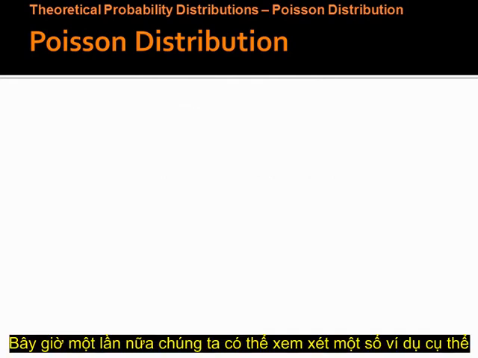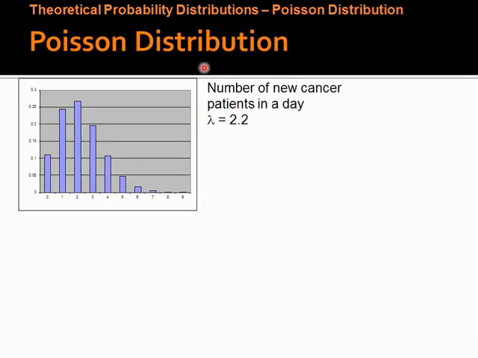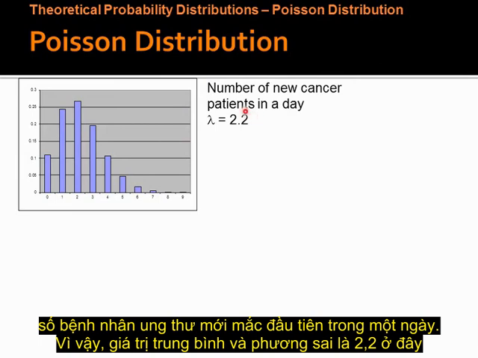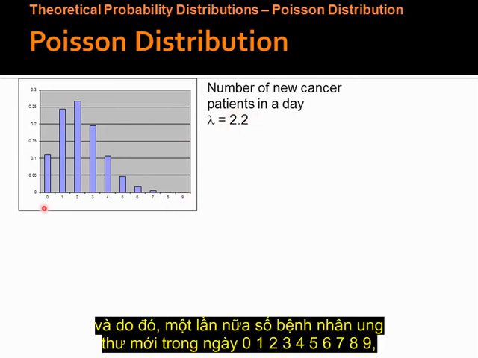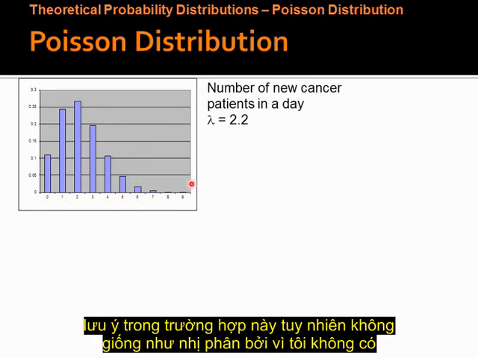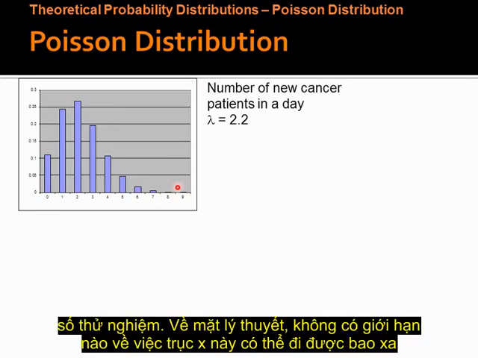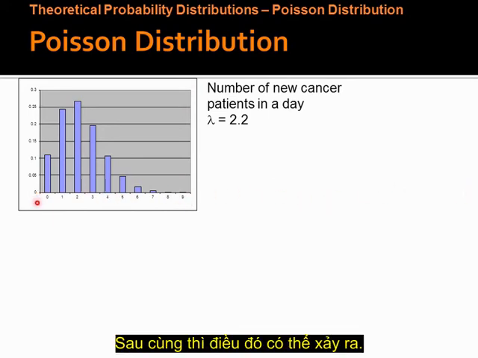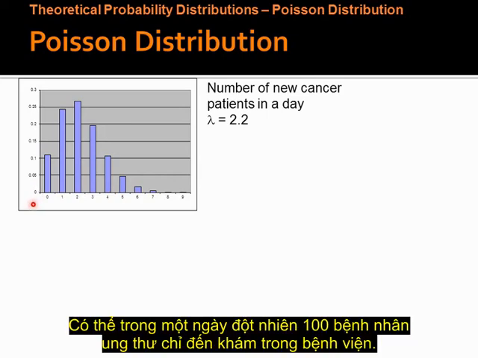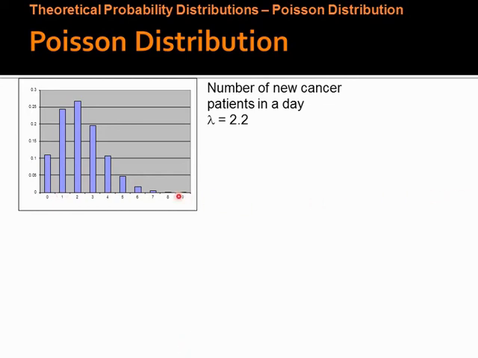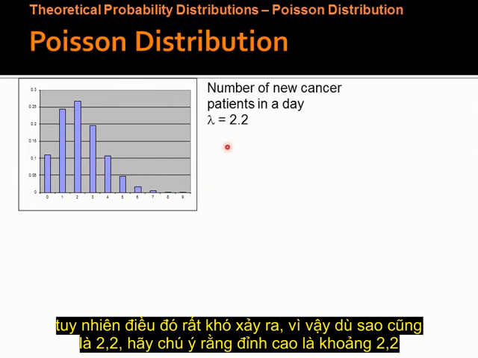Now once again, we can consider some concrete examples. First, the number of new cancer patients in a day. The mean and the variance is 2.2 here. So the number of new cancer patients in a day is 0, 1, 2, 3, 4, 5, 6, 7, 8, 9. Notice in this case, unlike the binomial, because I do not have a number of trials, there's theoretically no limit to how far this x-axis can go. After all, it is possible that in one day, suddenly 100 cancer patients showed up inside the hospital. It is possible.